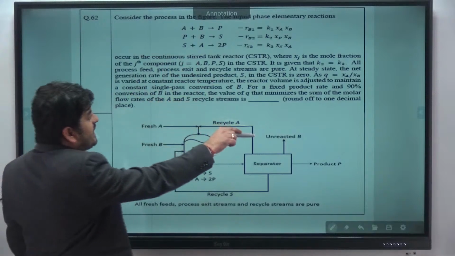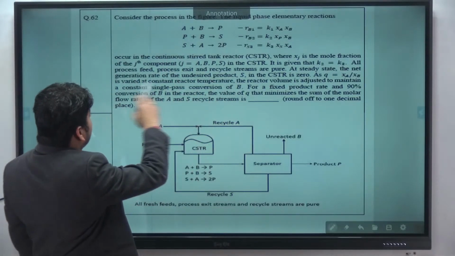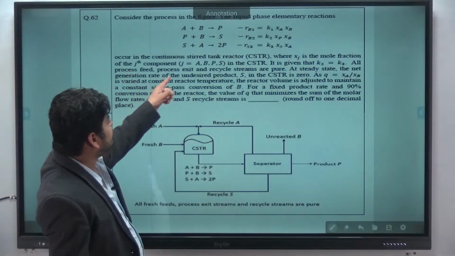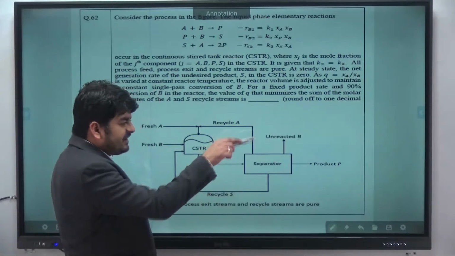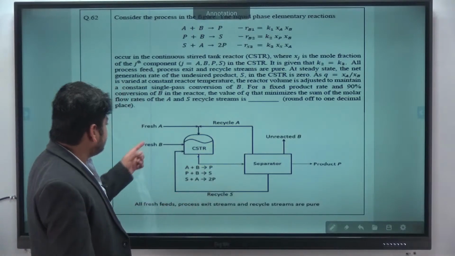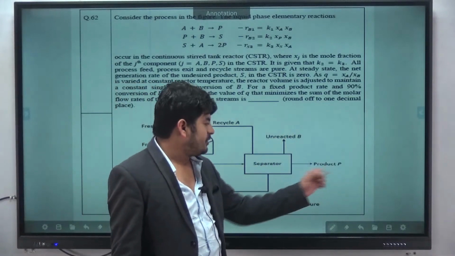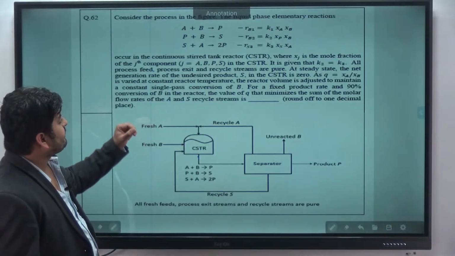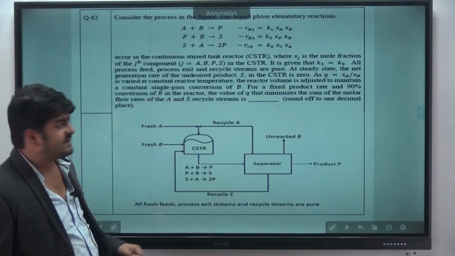They occur in a CSTR where mole fractions are given. K1, K2 equal to K3 is given. All streams, process feed, process exit, and recycle streams are pure. Except the reactor outlet, every other stream is a pure stream. So this is fresh B, this is fresh A, this is recycle A, this is unreacted B, product P, recycle S. Now it is given that Q is some parameter which is equal to XA upon XB.